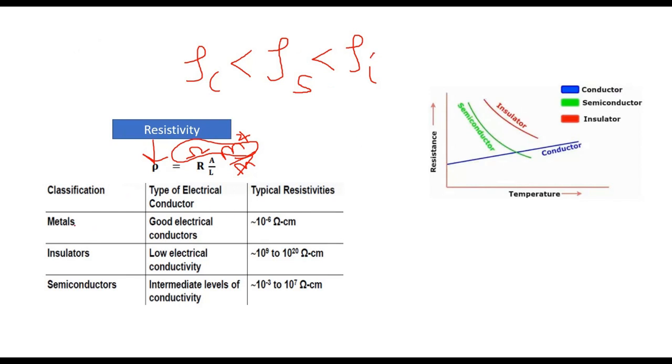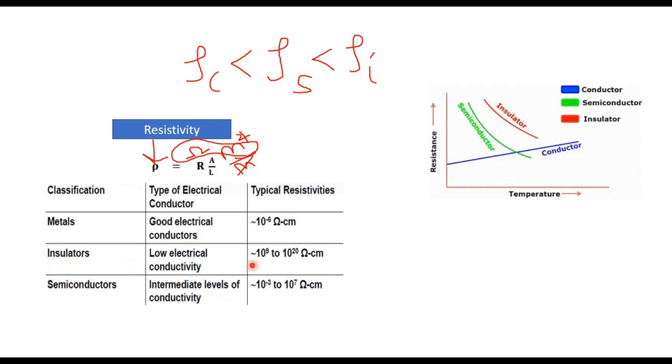Here we can see that the metals have typical resistivities of 10 to the power minus 6. Minus 6 is very less. So it offers very less resistance. That's why it allows the electric current to pass through it.